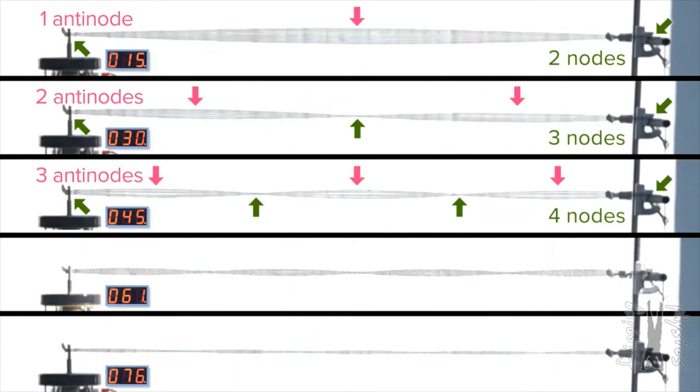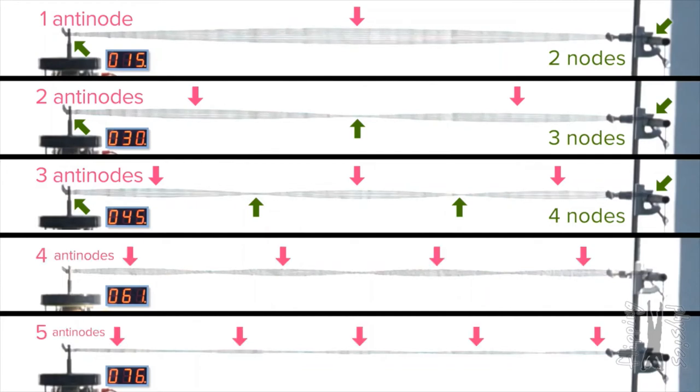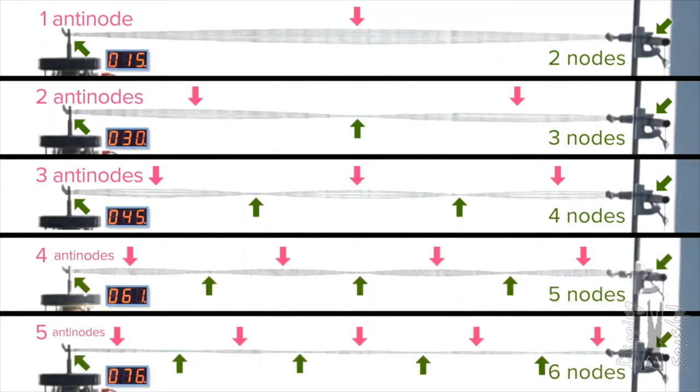I think I'm sensing a pattern here. Starting at 15 hertz with 1 antinode and 2 nodes, we add 1 antinode and 1 node for every 15 hertz we add to the frequency. Yes, it's pretty close to that, although clearly it is not quite 15 hertz, because the standing wave pattern is set up at 61 and 76 hertz, not 60 and 75 hertz.